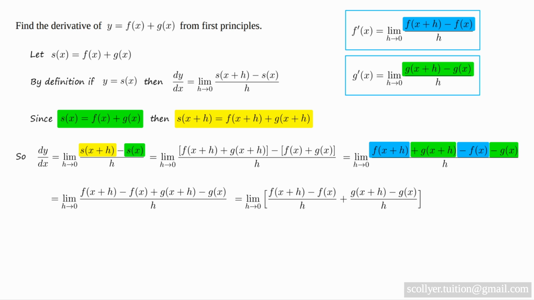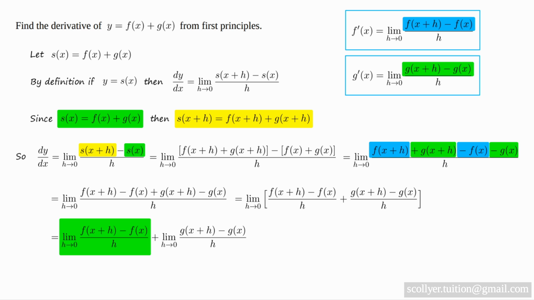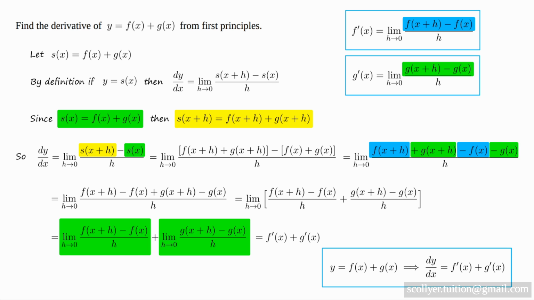We now have the limit of a sum, which we split into the sum of limits, and we note that this quantity is f dashed of x, and that this quantity is g dashed of x. And so finally we obtain that dy by dx equals f dashed of x plus g dashed of x. And so if y equals f of x plus g of x, then dy by dx equals f dashed of x plus g dashed of x.